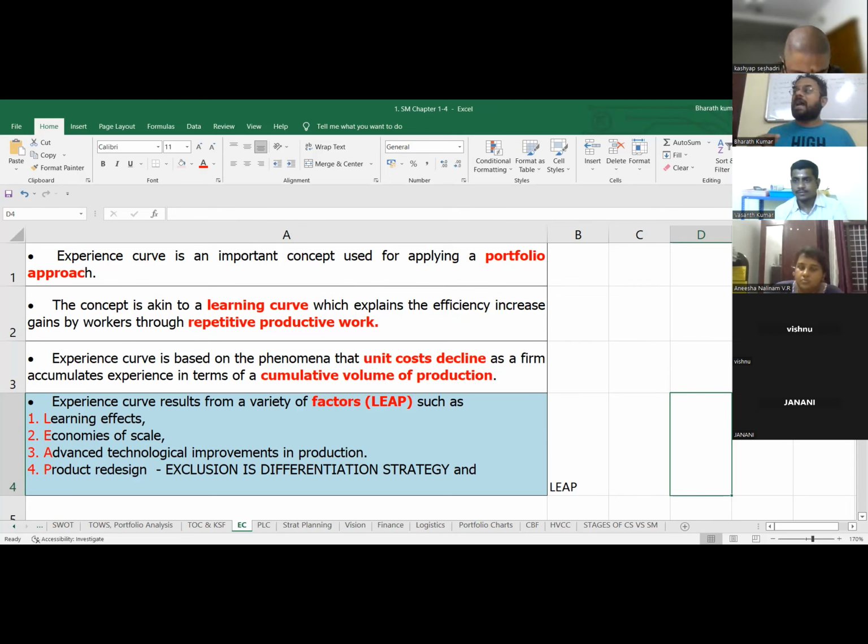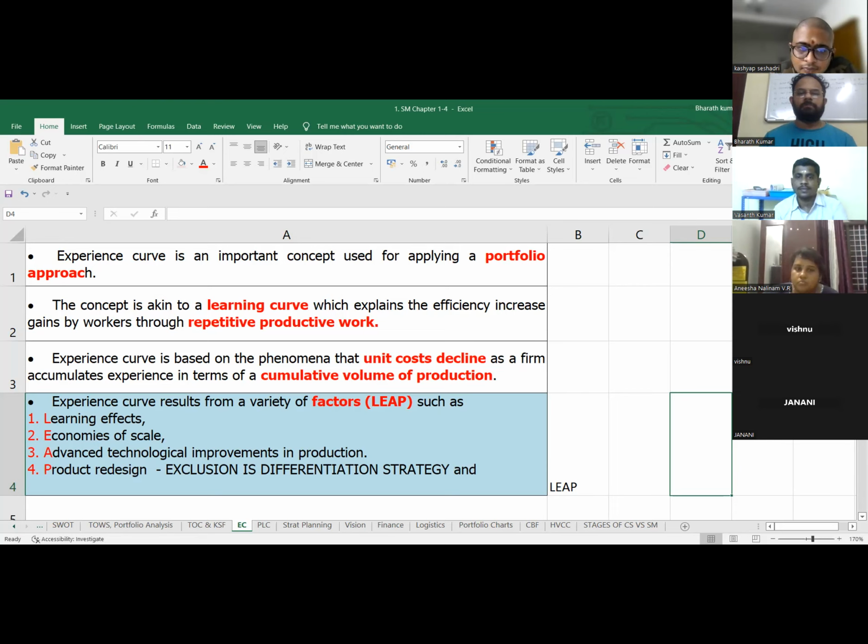So this concept is akin to the learning curve. Akin means similar, close to. They will ask this in the exam: this concept is akin to dash, or which concept is akin to the learning curve? Whatever they will ask. The experience curve is otherwise called the learning curve.